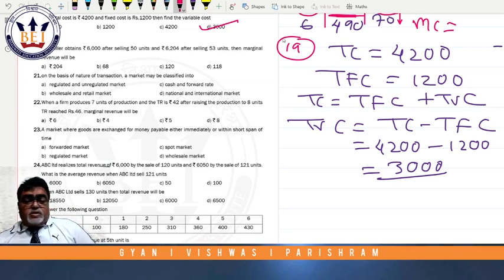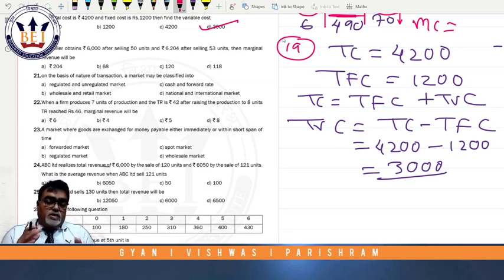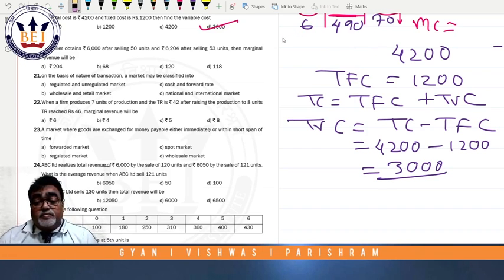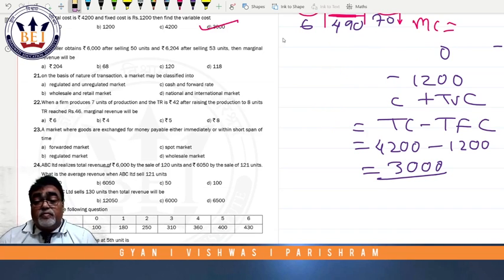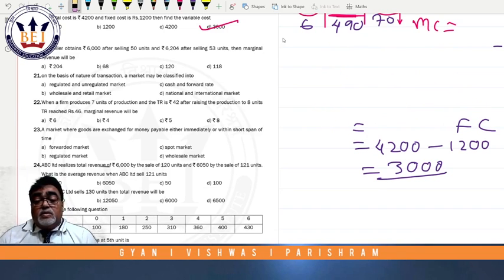Simple easy question, but I like the way CA Foundation ICAI has set this question. Exactly a combination of all that they have covered. This is very much professional. I always appreciate this. It's very good. Now let's switch to other questions.